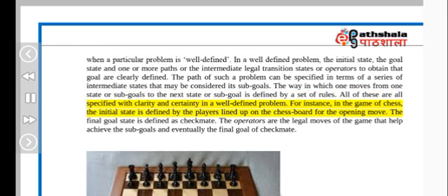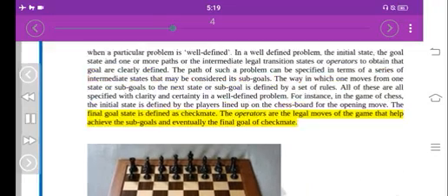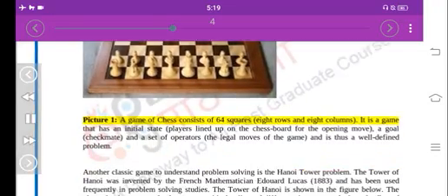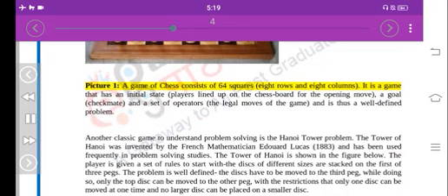For instance, in the game of chess, the initial state is defined by the players lined up on the chessboard for the opening move. The final goal state is defined as checkmate. The operators are the legal moves of the game that help achieve the sub-goals and eventually the final goal of checkmate. Picture 1. A game of chess consists of 64 squares, 8 rows and 8 columns. It is a game that has an initial state, players lined up on the chessboard for the opening move, a goal, checkmate, and a set of operators, the legal moves of the game, and is thus a well-defined problem.